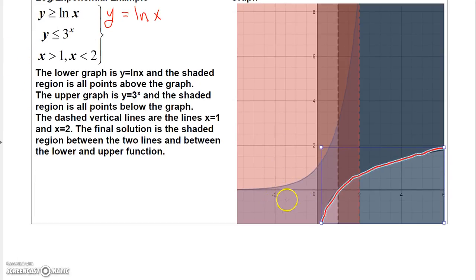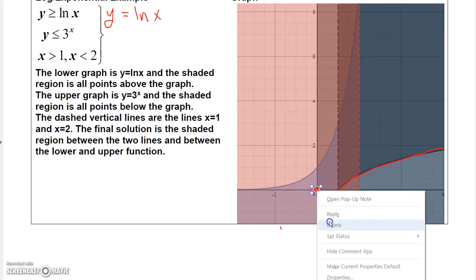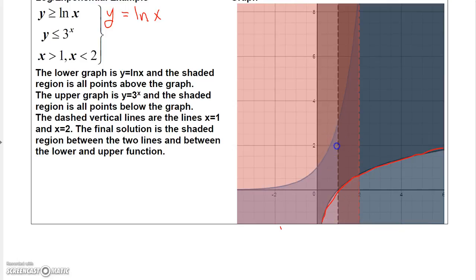So let's see. Here's the point 0, 0 right here. So now 0, 0 is above it. So let's say, well, I can't plug 0 in because of the log. But how about we plug in this point? How about the point 1, 2? We can plug that in, can't we? So if x is 1, natural log of 1 would be 0. And if y is 2, certainly 0 is less than or equal to 2. So that's a true statement. So you shade everything above this graph.